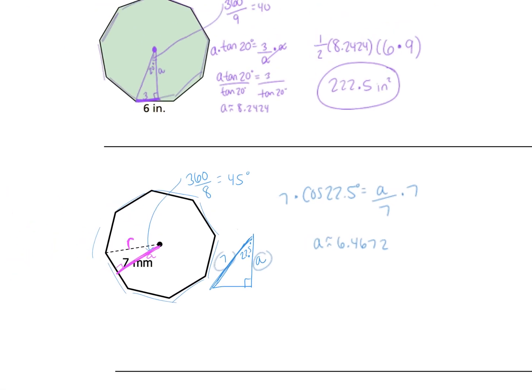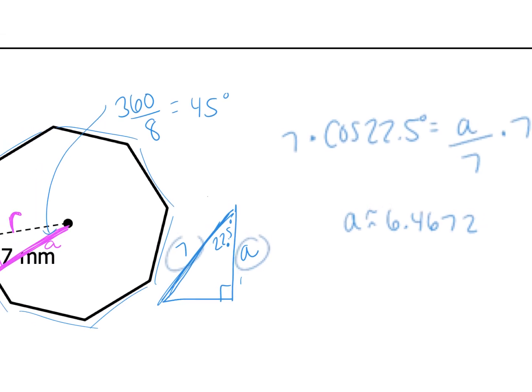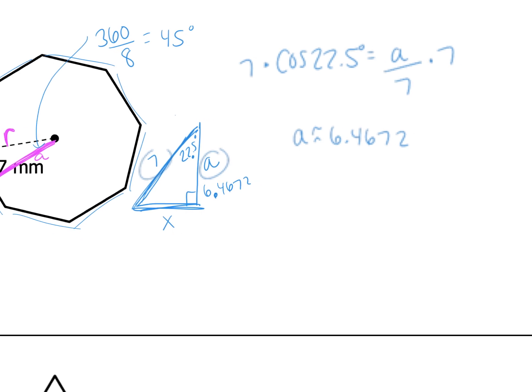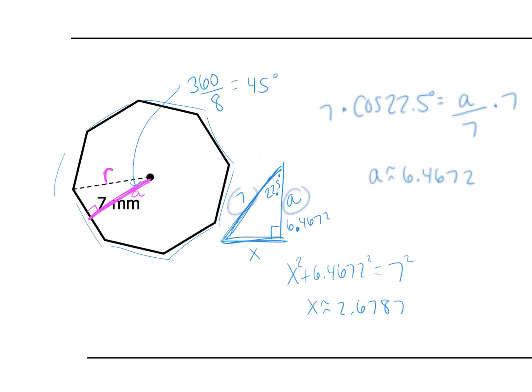Okay, then I want to do the perimeter. I don't have the side length yet. So this A value is about 6.4672. I'm going to do the Pythagorean theorem to get this side length. So I have x squared plus 6.4672 squared equals 7 squared. I'm going to solve that on the calculator, which I know you know how, so I'm not going to show a lot of steps here. 6.4672 squared. So for my final answer, when I solve that, I'm getting x is about 2.6787. Okay, that is half of that side length.